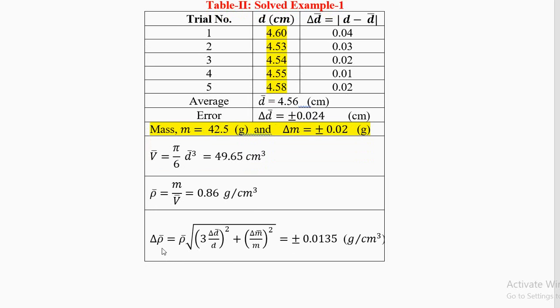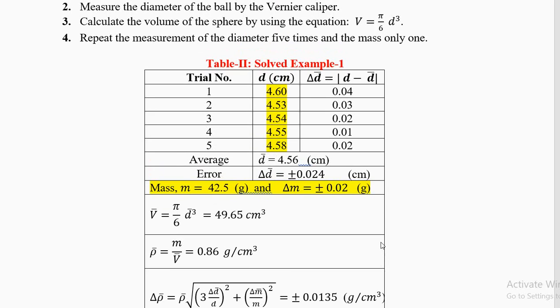Now, if you want to calculate the delta rho bar, use your differentials from your calculus 1. Otherwise, memorize the formula. You'll have rho into square root of (3 delta d by d) whole square plus (delta m by m) whole square, and remember to take the square root after putting all the numbers. You'll get plus or minus 0.0135 grams per centimeter cube. This is how you'll do your calculations, and the measurement of the diameter you can do with a screw gauge or with a vernier caliper in the lab.